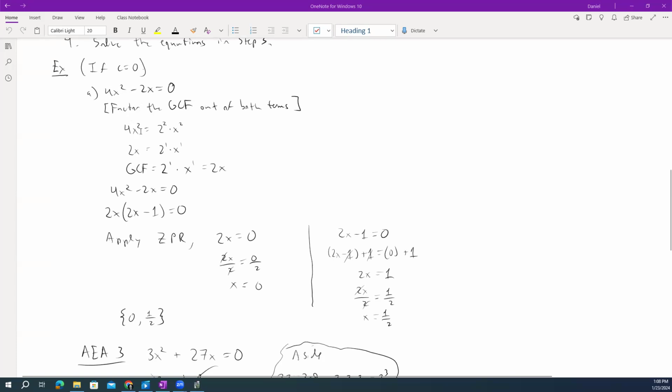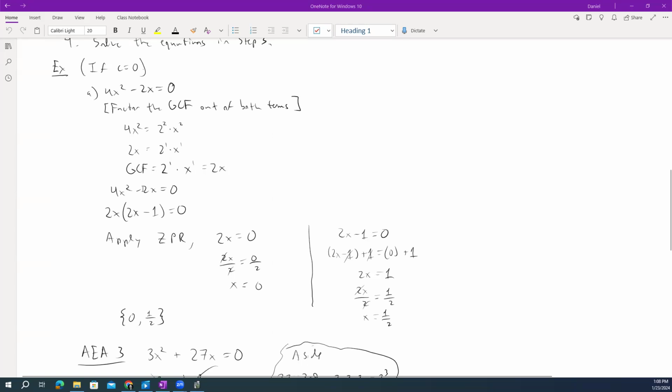So 4 is the same thing as 2 squared. So really this is just 2 squared times x squared. And then 2x here is 2 to the first power times x to the first power. Now the greatest common factor is you gather up all the different factors that you have here, which are 2 and x, and you raise them to the smallest exponent on each one. So this is 2 to the first power times x to the first power. So the greatest common factor is 2x.